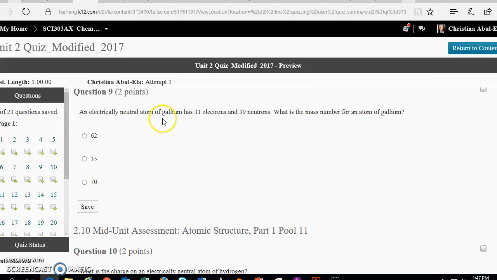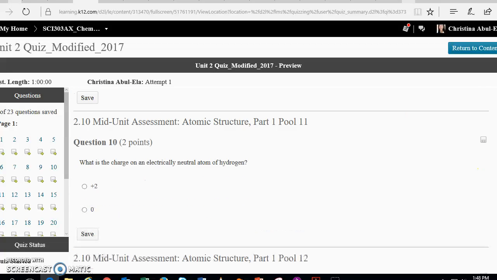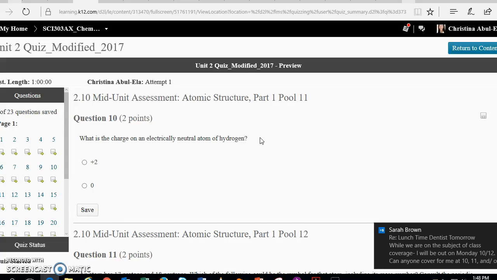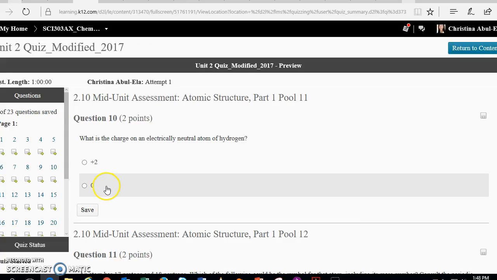Question 9. An electrically neutral atom of gallium has 31 electrons and 39 neutrons. What is the mass number for an atom of gallium? Is it 62, 35, or 70? Question 10. What is the charge on an electrically neutral atom of hydrogen? +2 or 0?